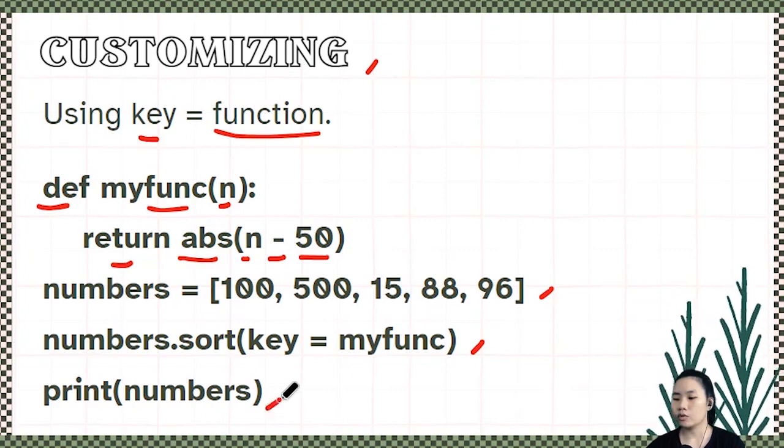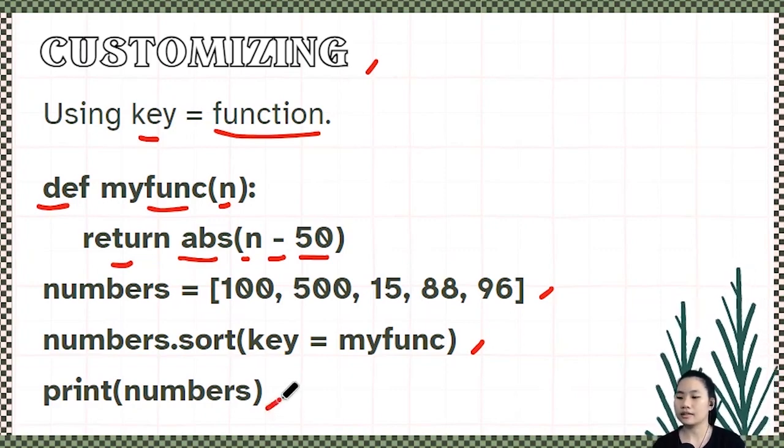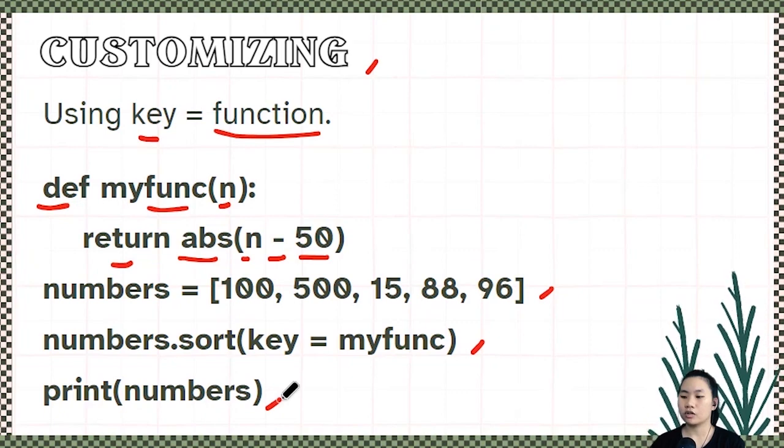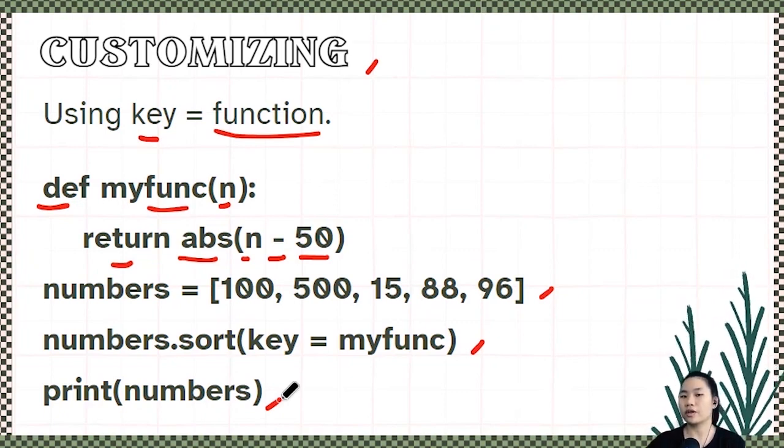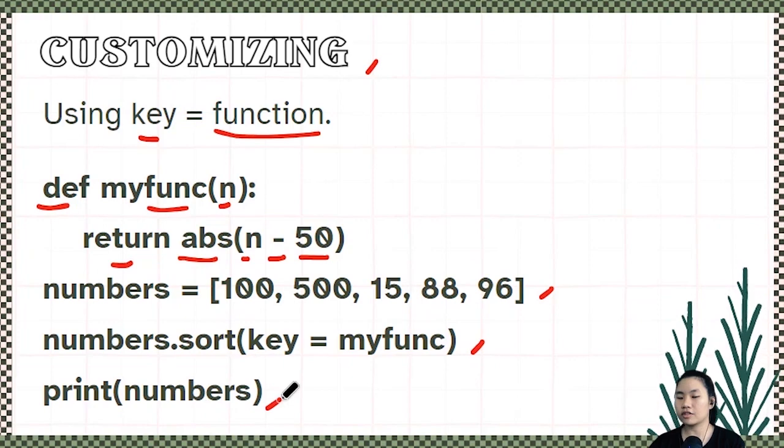What you will get from this is that it will sort the numbers closest to 50 first, and then the ones that are further away from 50. So it's sorting based on the distance, closest to 50 and then furthest from 50.